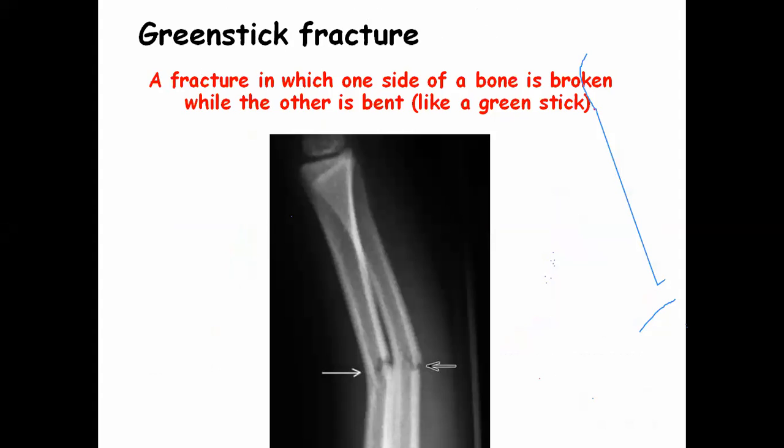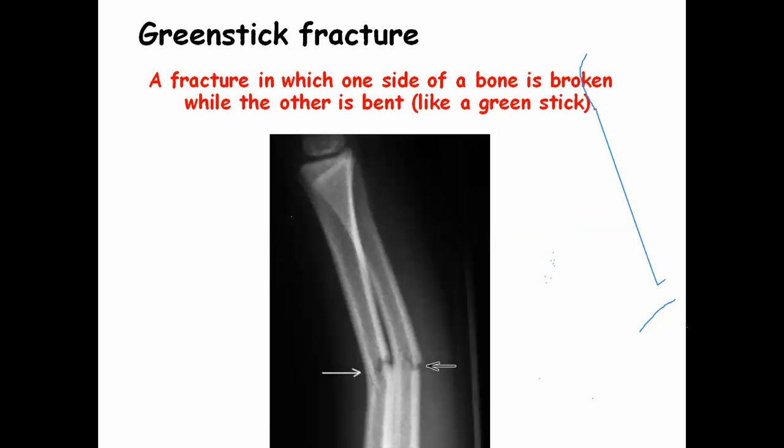It is a type of fracture in which there will be two bone sides. One part of the bone is broken and the other one is bent. Did you understand? Only one side of the bone is broken and the other side is only bending. So this type of fracture is known as the greenstick fracture.